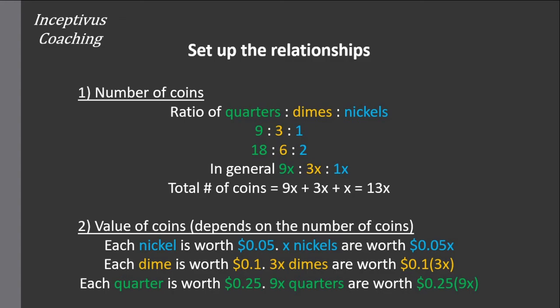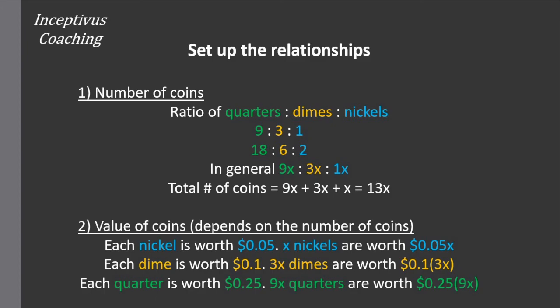If each nickel is worth $0.05, then x nickels together are worth 0.05 times x dollars, or 0.05x dollars. Each dime is worth $0.1, and together with 3x dimes, they're worth 0.1 times 3x dollars. Similarly, each quarter is worth $0.25. With 9x quarters in total, they are worth 0.25 times 9x dollars. These are the values of the nickels, dimes, and quarters respectively.